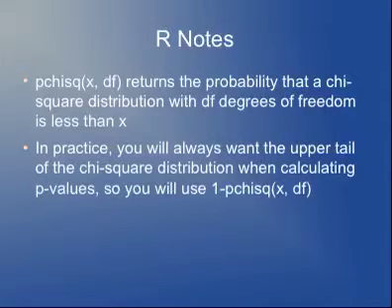So, in general, pchisq of x, degrees of freedom, will give you the probability that a chi-square distribution with the specified number of degrees of freedom is less than a given value x. As I mentioned on the earlier slide, in practice, when you're doing these tests, pretty much every time you will want the upper tail of a chi-square distribution, the probability of observing something larger than your test statistic, so you'll want 1 minus this pchisq value.